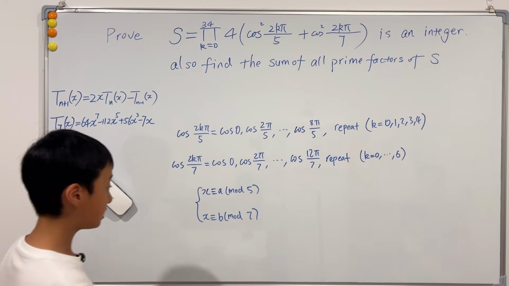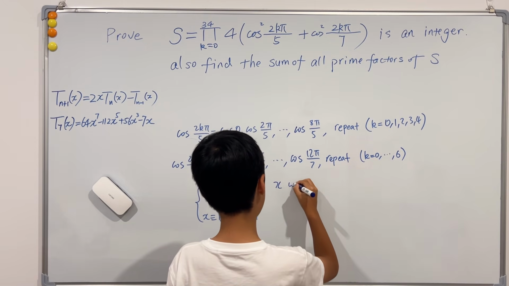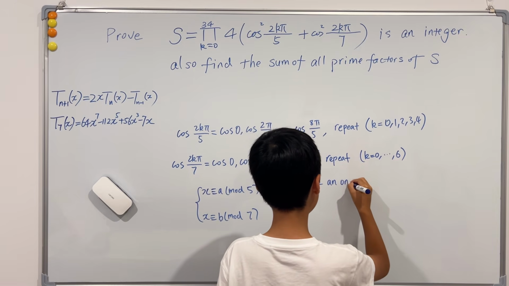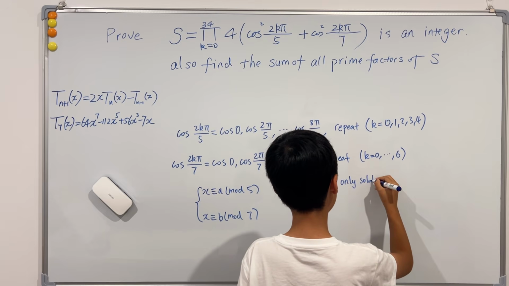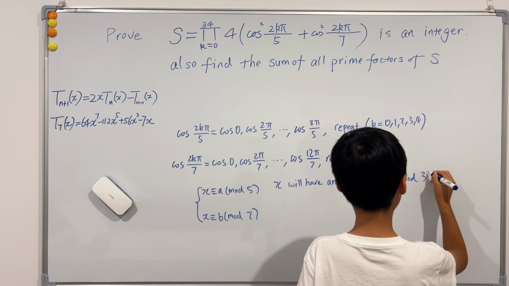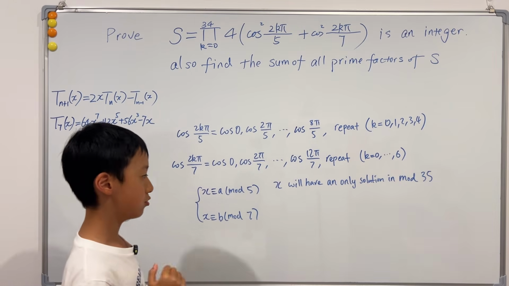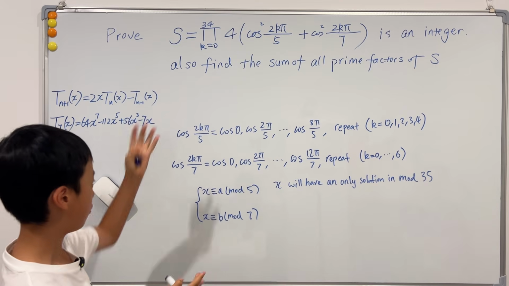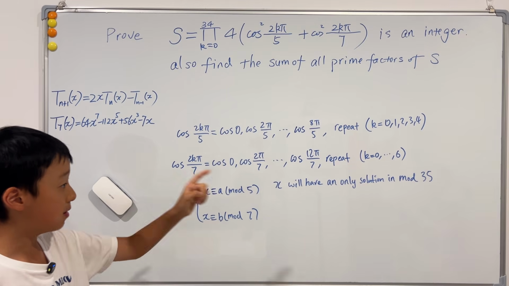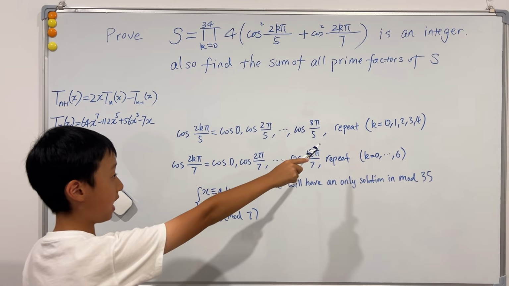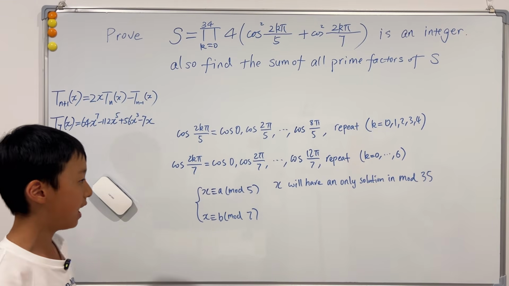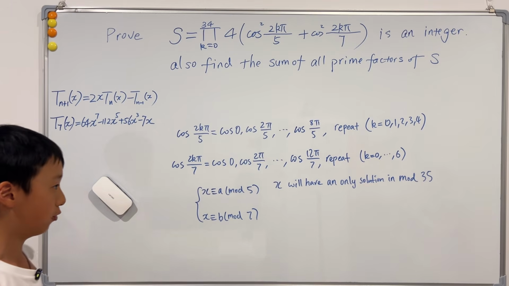If you have watched one of my previous videos all about CRT, then you will know that x will have only one solution in mod 35. Okay, sounds good, but what does this have to do with the question? This means that for every solution that x has in mod 35, this k, which ranges from 0 to 4 and 0 to 6, will cover all possible values from 0 all the way up to 34.